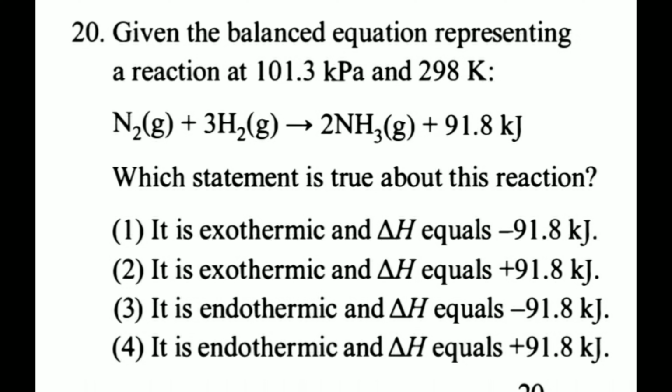On reference table I, the bottom footnote reminds us that the negative sign for the delta H indicates an exothermic reaction. So choice 1 is the best choice.